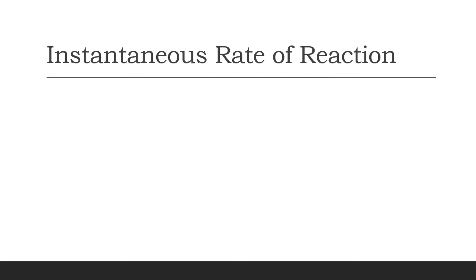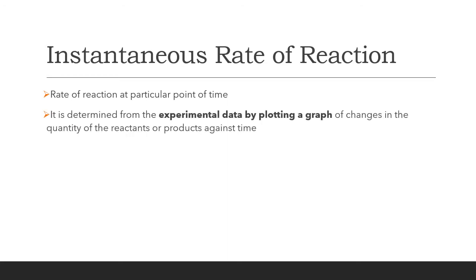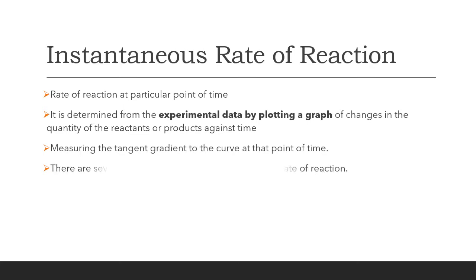The characteristics of the instantaneous rate of reaction. Number 1, rate of reaction at a particular point of time. Number 2, it is determined from the experimental data by plotting a graph of changes in the quantity of the reactant or product against time. Number 3, measuring the tangent gradient to the curve at the point of time.